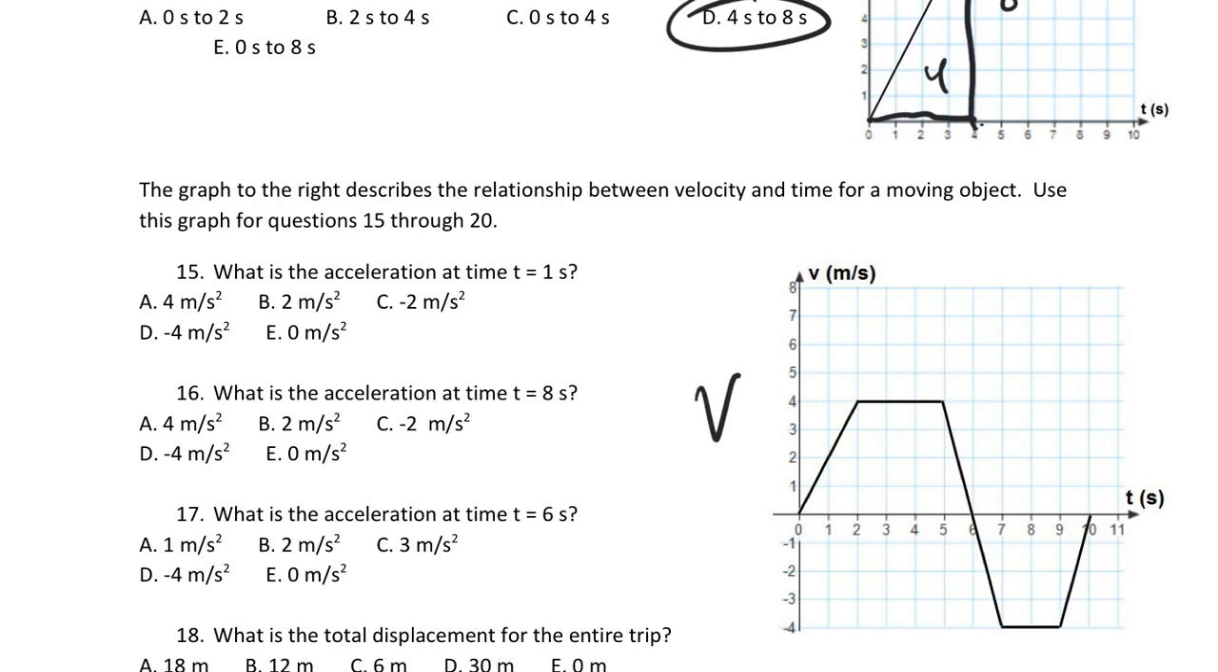Okay, this is a V versus T graph. What is the acceleration at time 1? Okay, because it starts at 0, I can just do the slope of 2 over 1. And it's uphill, so it's positive. Acceleration at time 8 is 0 because the slope of the line is acceleration and there's no slope, it's horizontal. What is acceleration at time 6 seconds?